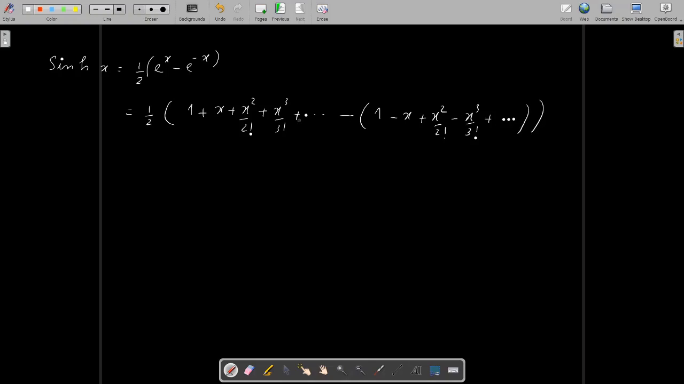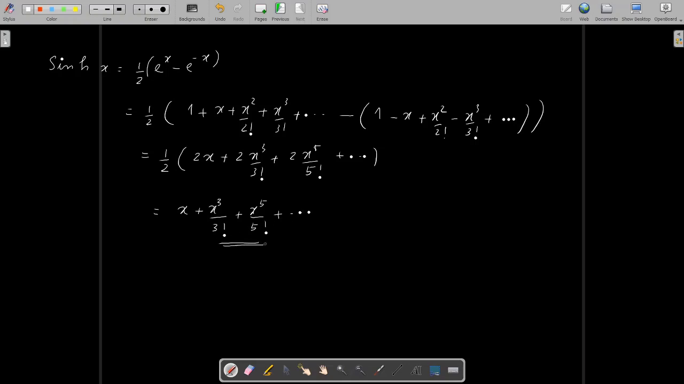Okay. When you subtract this bracket from this, you can get half of, you can cancel this one first, then you have 2x, sorry, plus 2 times x cube by 3 factorial plus 2 times x raised to 5 by 5 factorial plus etc. Okay, so that becomes x plus x cube divided by 3 factorial plus x raised to 5 divided by 5 factorial plus etc. Okay, so this is the expression for sin hx.